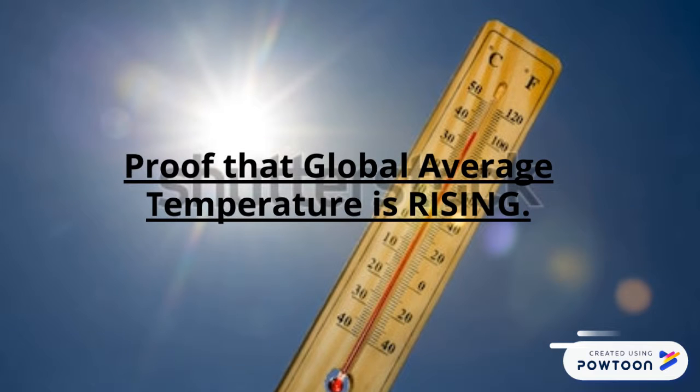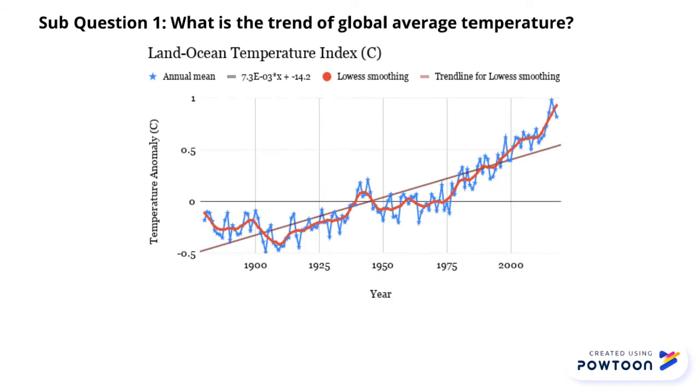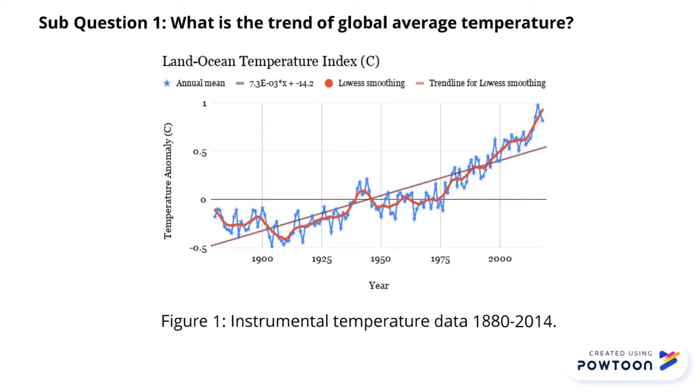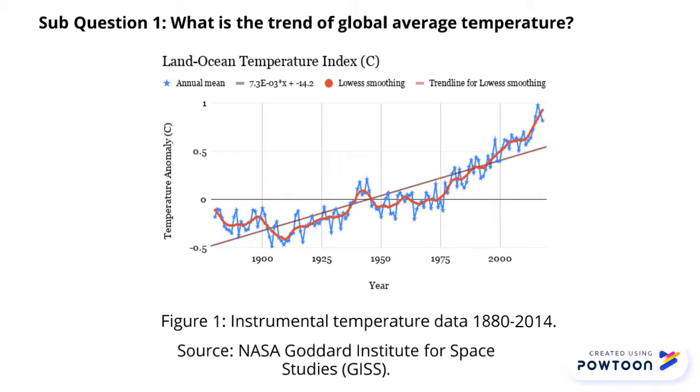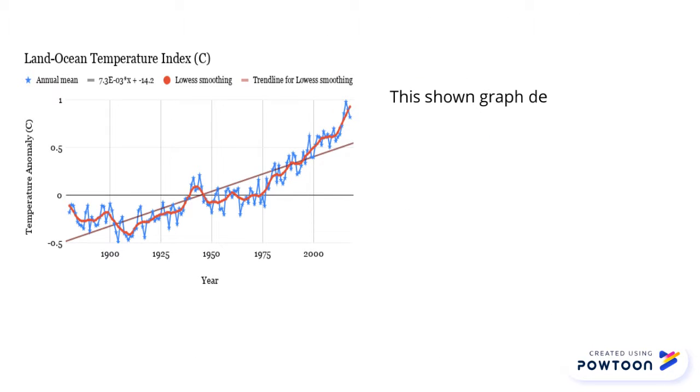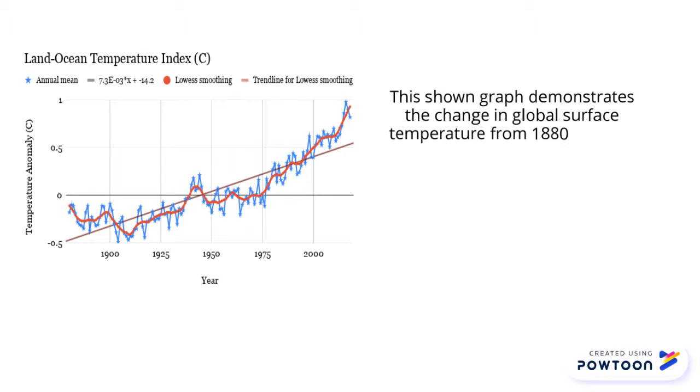Here is the proof that global average temperature is actually rising. So again, my first sub-question is, what is the trend of global average temperature? This is the Land Ocean Temperature Index graph from NASA Goddard Institute for Space Studies. This short graph demonstrates the change in global surface temperature from 1880 to 2014.